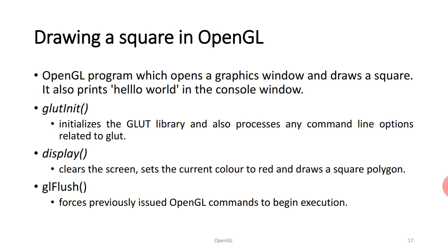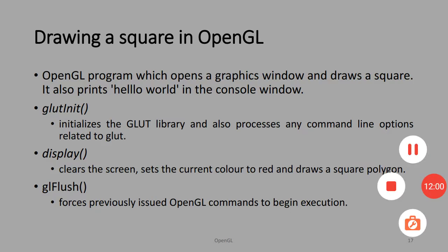Then you can draw a square in OpenGL using the GLUT libraries. To draw a square, you have to use the glutInit function that initializes the GLUT library and also processes any command line options related to GLUT. The display function clears the screen, sets the current color to red and draws a square polygon. And then the glFlush function is also used, which forces previously issued OpenGL commands to begin execution.